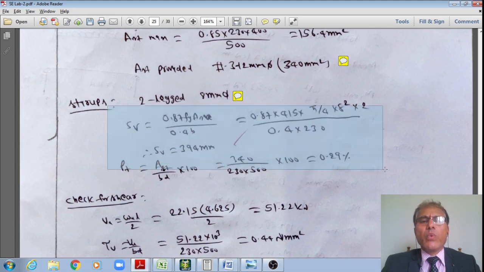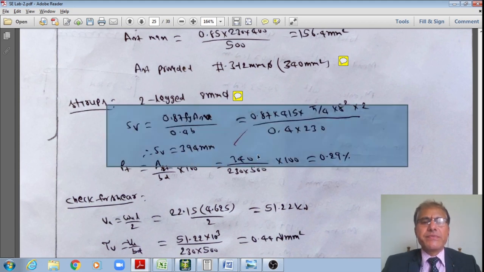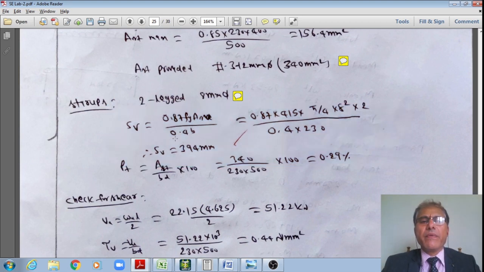The spacing required for these stirrups is equal to 0.87 fy Asv divided by 0.4 b. It works out, say, approximately 394 mm. However, I do have that minimum stirrup spacing also, right? This is from the minimum Asv by bSv. Asv by bSv is equal to 0.4 divided by 0.87 fy. This is the minimum spacing. From minimum stirrup spacing point of view, I got 394, right?